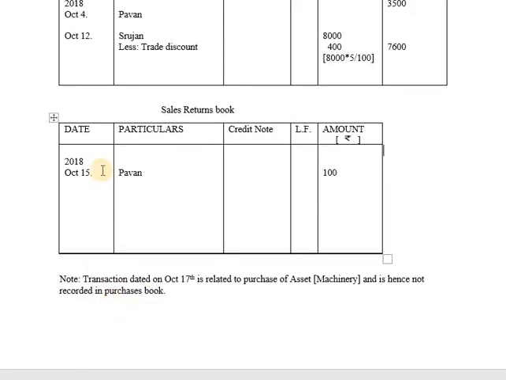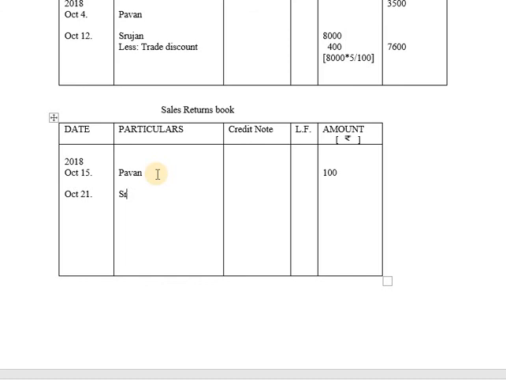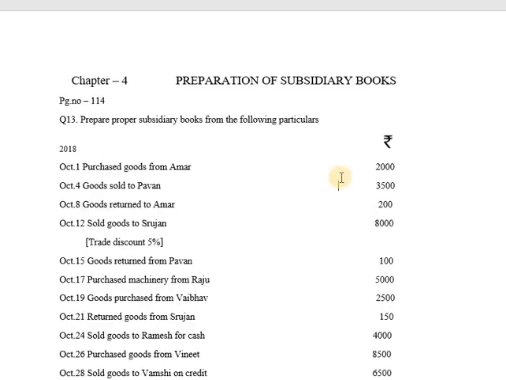So here in sales returns book, we will be writing the date as October 21st. Who is returning the goods? Sujan, and he is returning the goods for rupees 150. So 150 will be recorded in amount column. Next, after October 21st, we have a transaction on October 24.